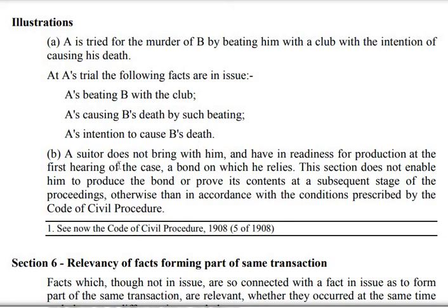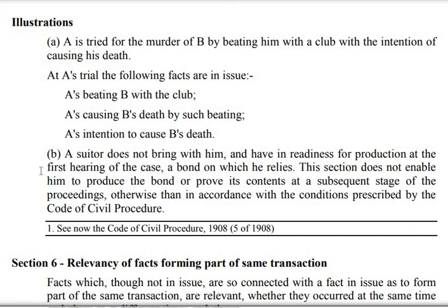Then clause B, a suitor does not bring with him and have it in readiness for production at the first hearing of the case a bond on which he relies. This section does not enable him to produce the bond or prove its contents at a subsequent stage of the proceedings, otherwise than in accordance with the conditions prescribed by the CPC. So illustration B ये बोलता है कि अगर फर्स्ट हियरिंग पे आपको प्लेंट की कॉपी के साथ बॉन्ड की कॉपी भी लगानी चाहिए थी और फर्स्ट हियरिंग पे भी आप अगर बॉन्ड की कॉपी नहीं लाए तो बाद में क्या बॉन्ड की कॉपी आप अपनी मर्जी से प्रोड्यूस कर दोगे?